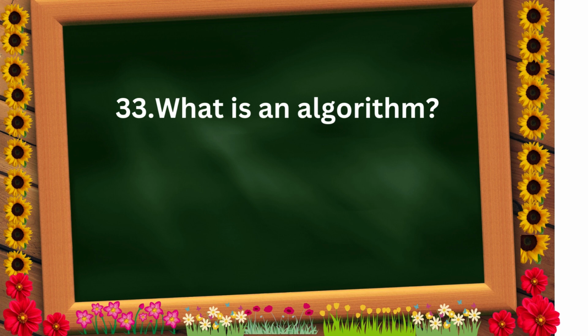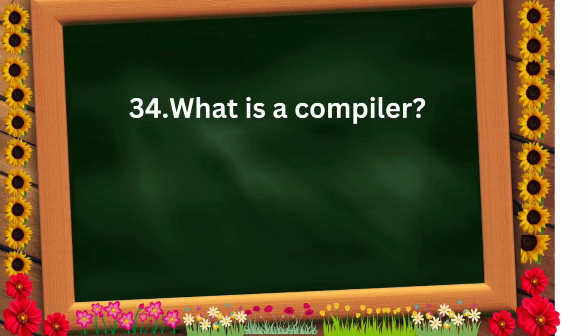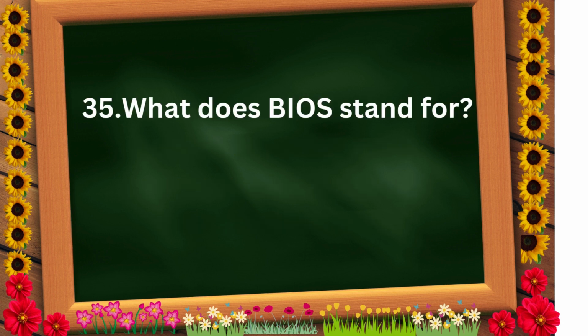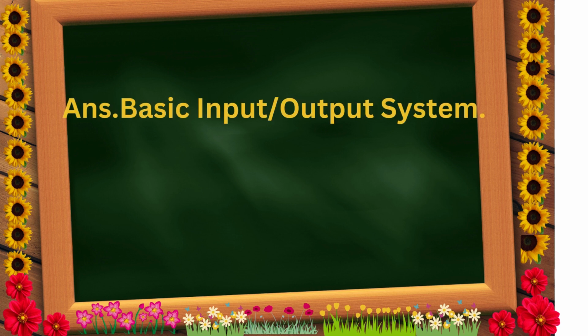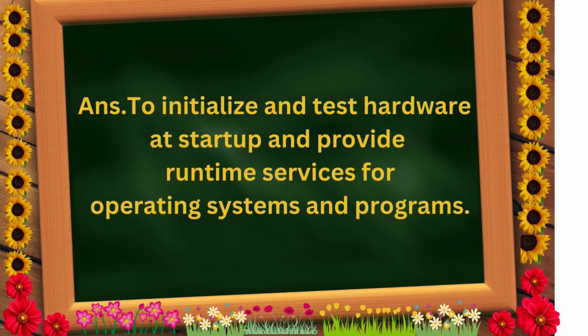What is an algorithm? A set of instructions designed to perform a specific task. What is a compiler? Software that translates code written in a high-level programming language into machine code. What does BIOS stand for? Basic Input-Output System. What is the function of BIOS in a computer? To initialize and test hardware at startup and provide runtime services for operating systems and programs.